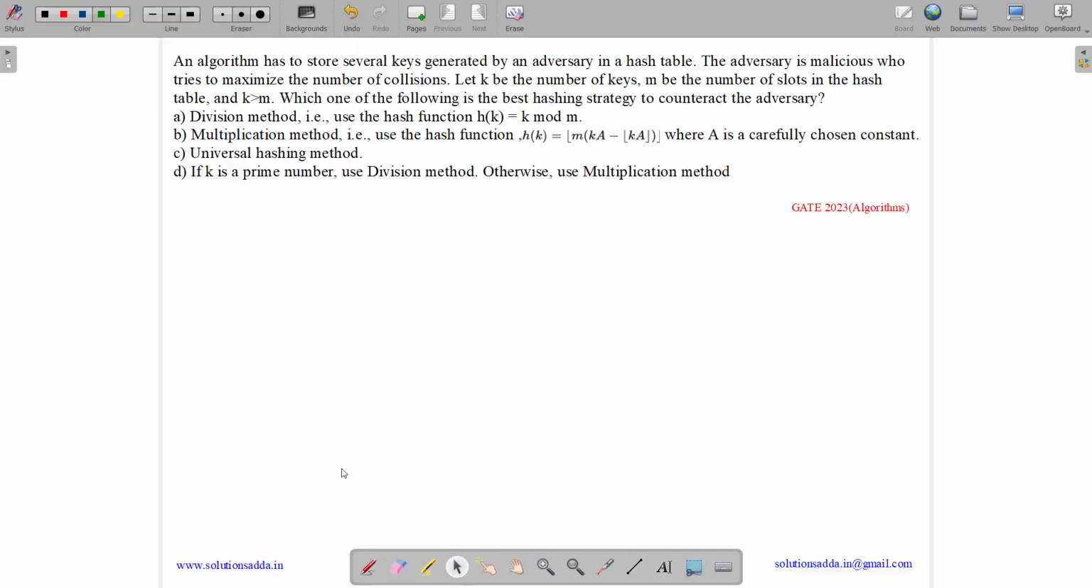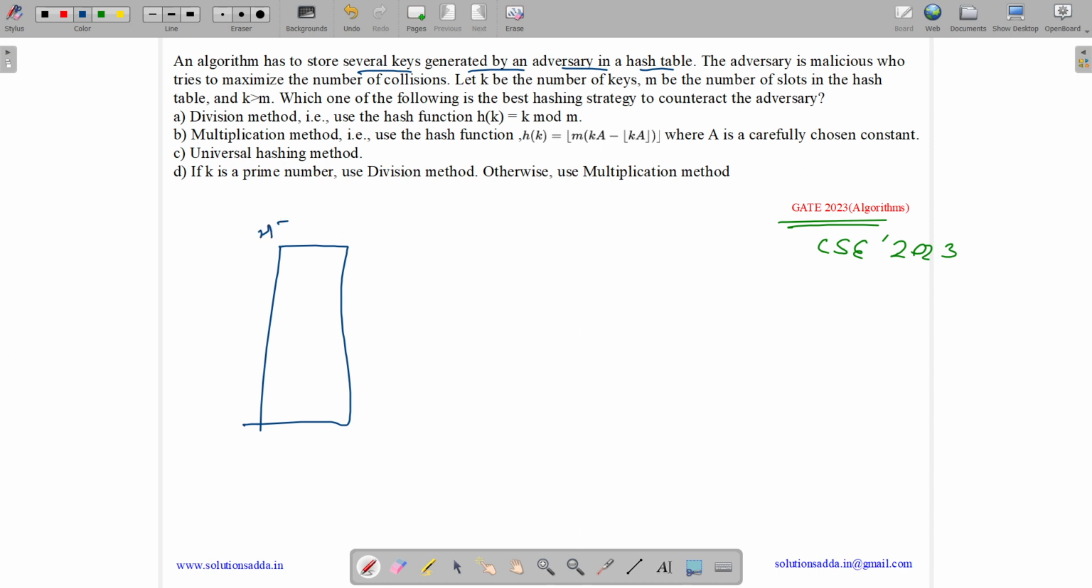This question belongs to the algorithms subject and was asked in GATE CSE 2023. The question states: an algorithm has to store several keys generated by an adversary in a hash table. So we have a hash table, and we need to store keys over here.